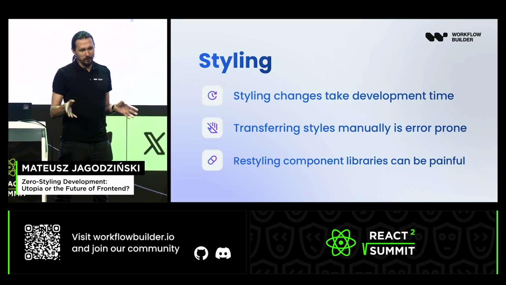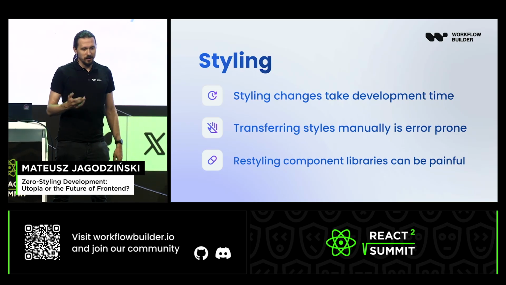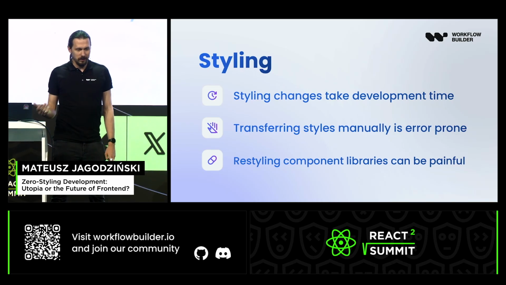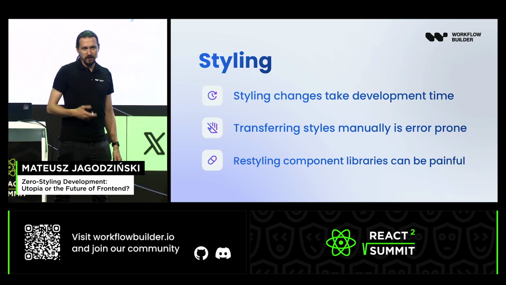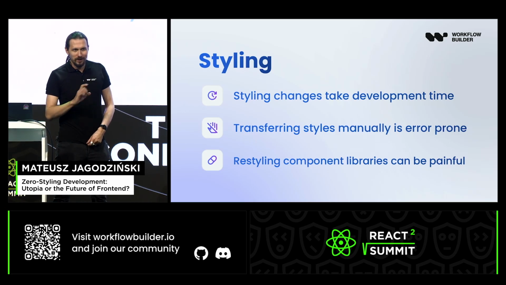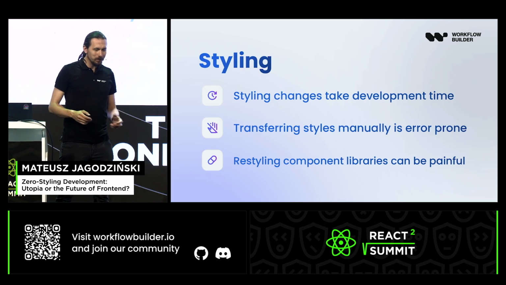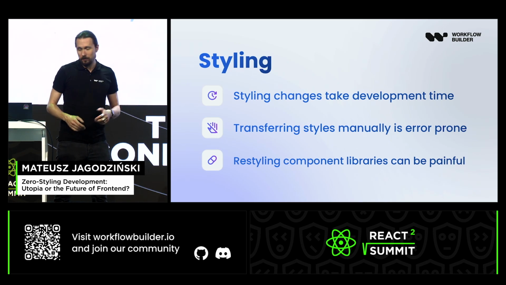Designers prepare beautiful designs, but even if they don't apply to logic changes, just styling changes, that still can take a lot of development time. Transferring those styles manually is error-prone, so we often can make mistakes, do this border radius slightly differently, and then designers are angry at us. And of course, restyling some component libraries can be painful if they're not adapted to this properly.